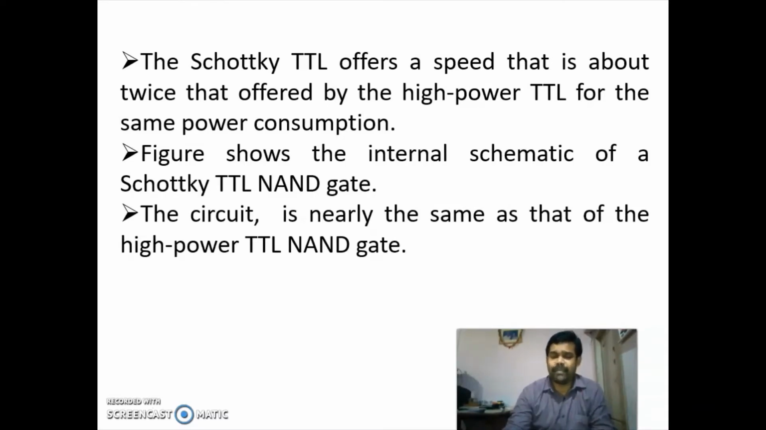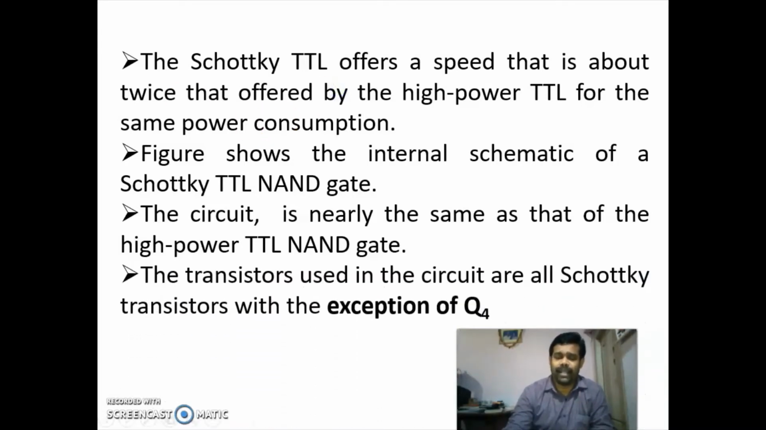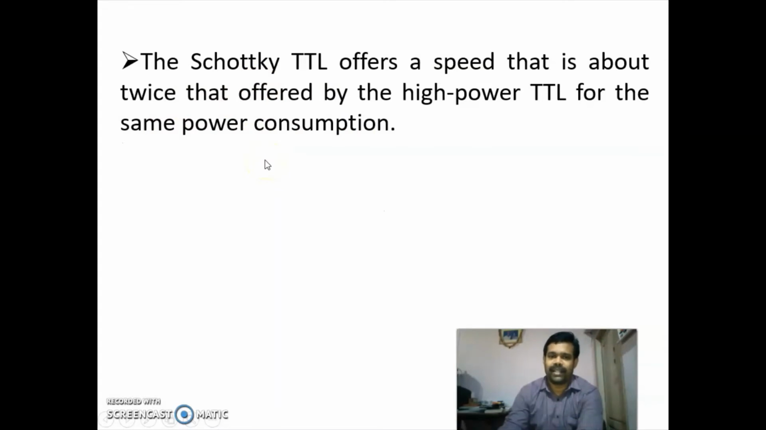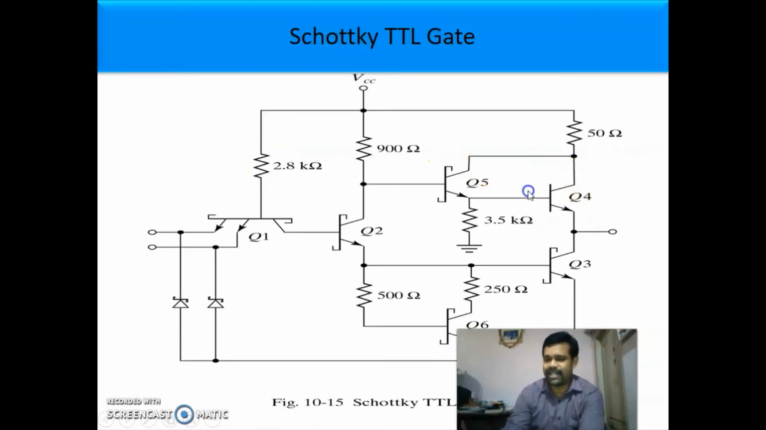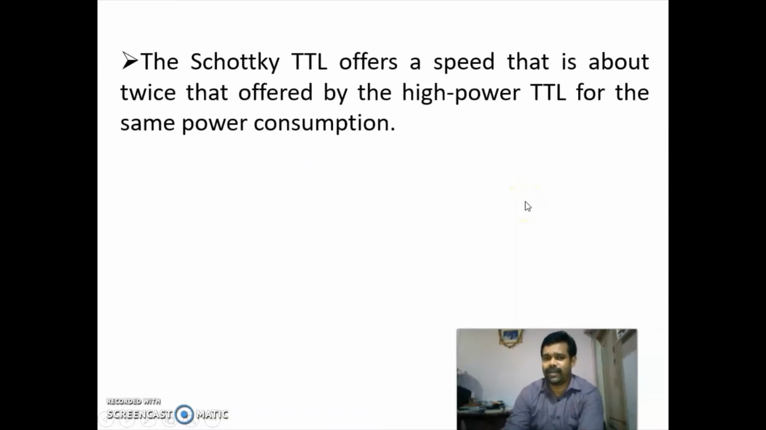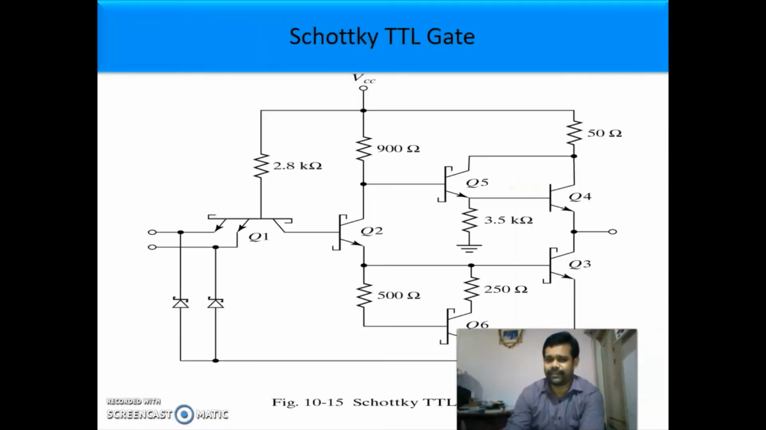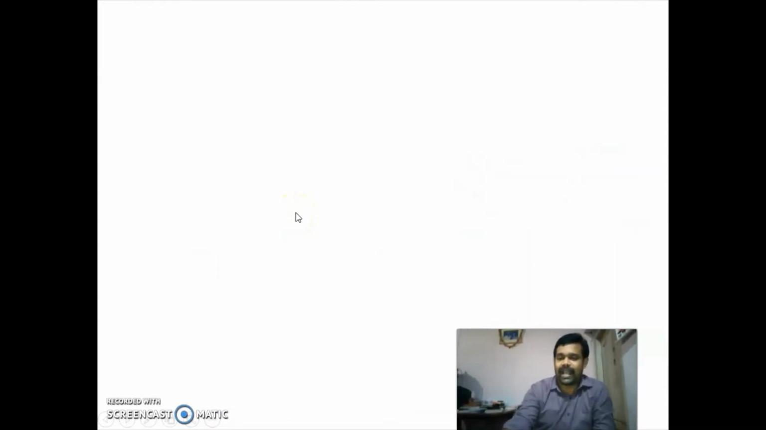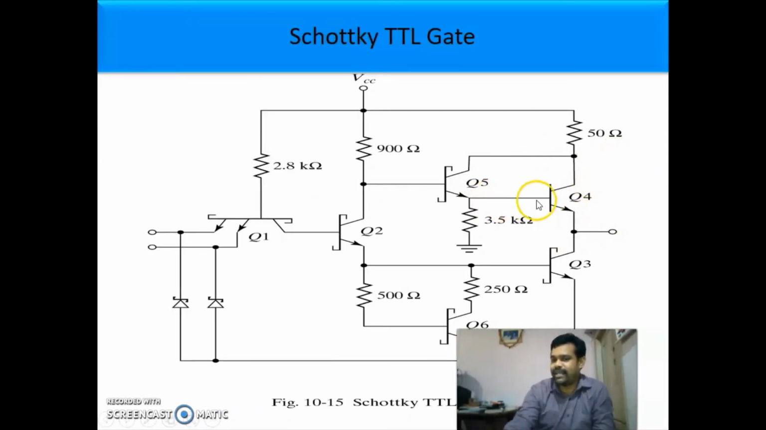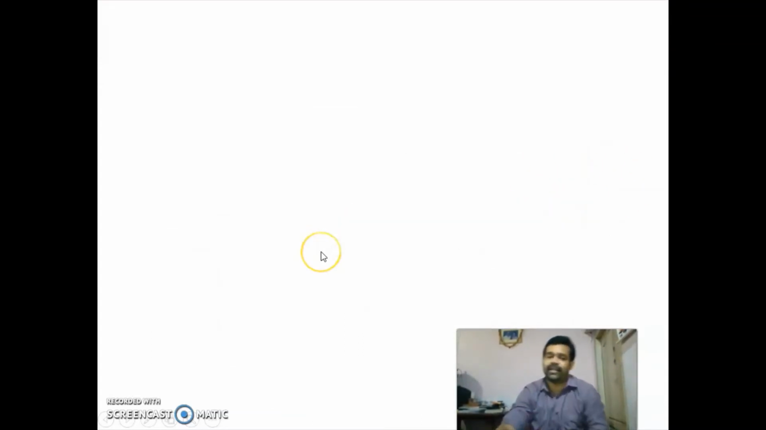It is nearly the same as that of a normal TTL NAND gate, with only one exception. Here the transistor Q4 is a normal transistor and not a Schottky transistor. All the transistors Q1, Q2, Q5, Q3 and Q6 are Schottky transistors, but only Q4 is a normal transistor. And this transistor will not go into saturation; it will only be in active mode.